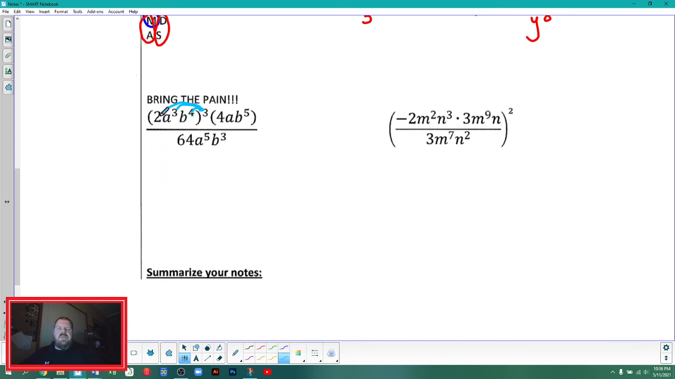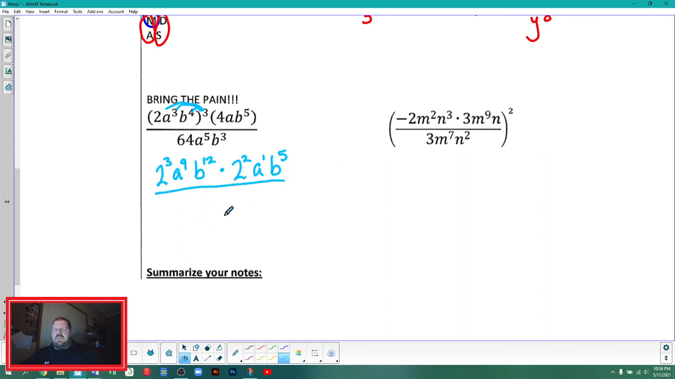Using multiplication. 2 to the 1st times 3rd. 1 times 3 is 3. 3 times 3 is 9. 4 times 3 is 12. I am going to rewrite 4 here. I'm going to rewrite 4 as 2 squared. So I think that would help. And then I have a to the 1st. I'm actually going to write that as a to the 1st and b to the 5th.